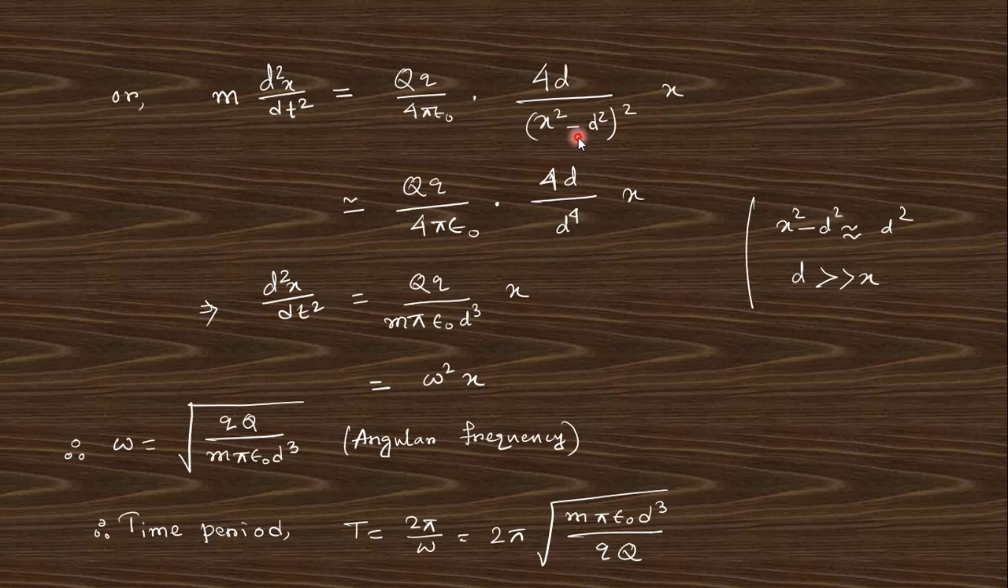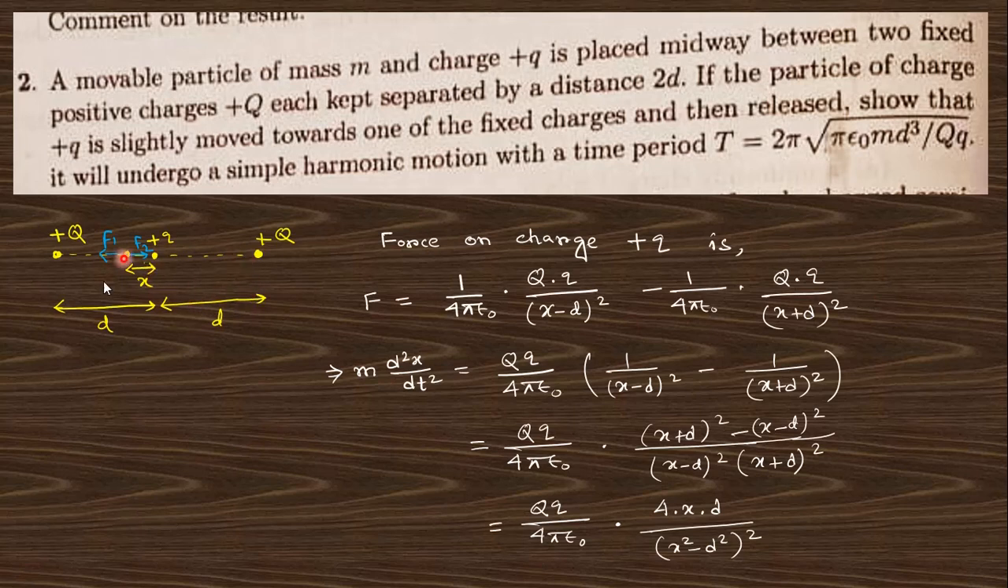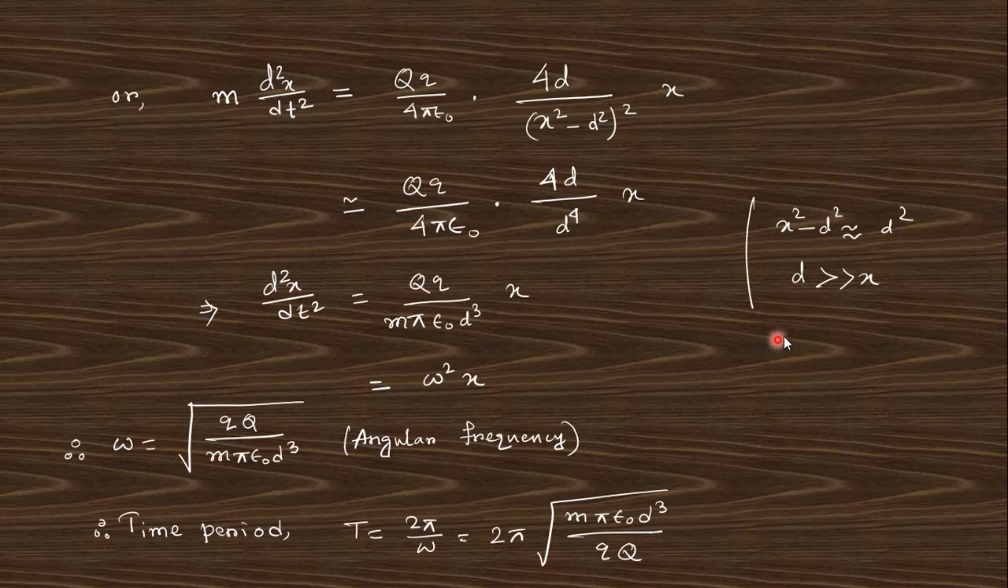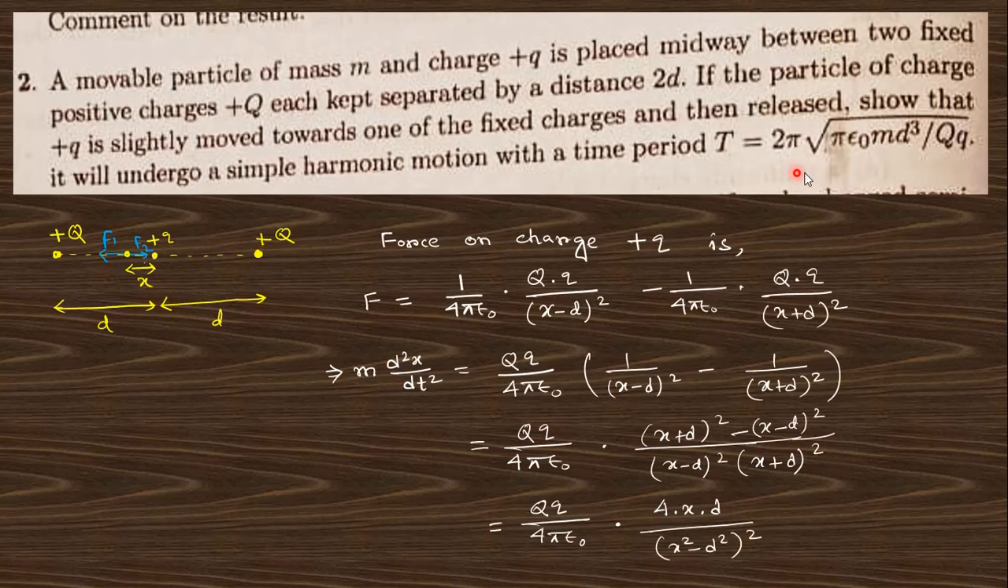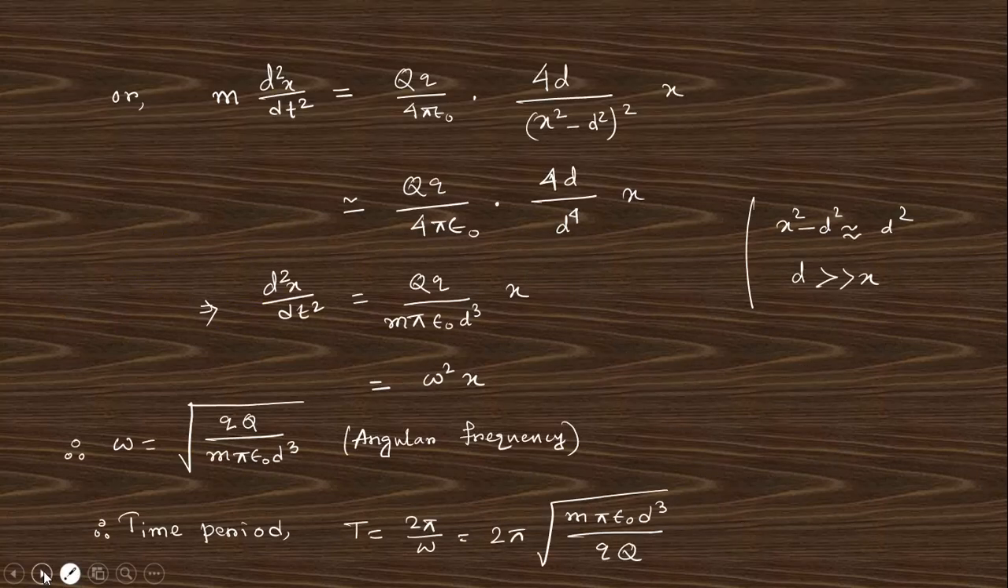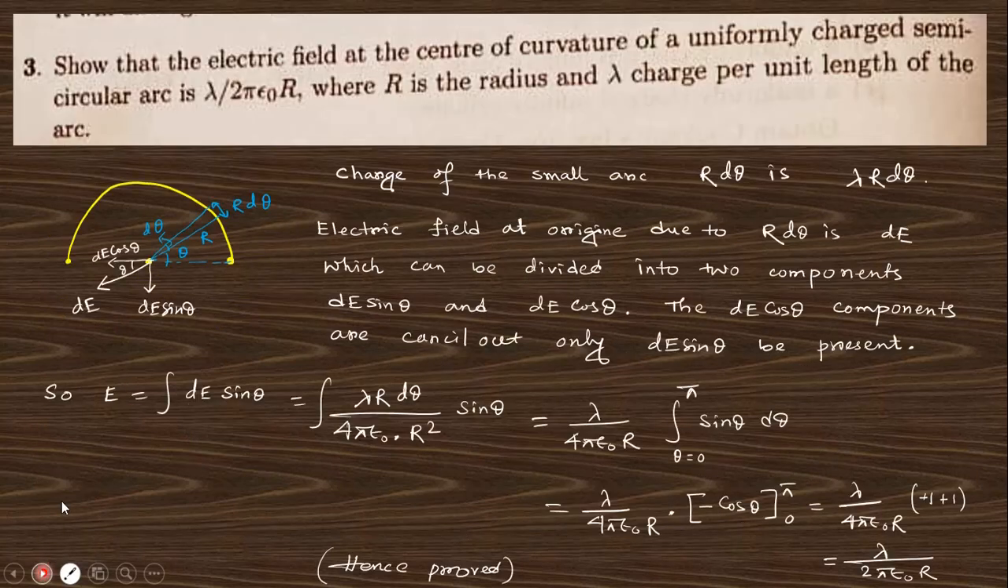Here you can assume that d is very much greater than 2x, because x is very small, right? With this assumption you can write d square minus x square as d square, so this can be written as d to the power 4. Finally you can say this is the equation of simple harmonic motion, so this must be omega square, the angular frequency square. Then you can find the time period T equal to 2 pi by omega. This is the answer, the time period. Go to the next question.